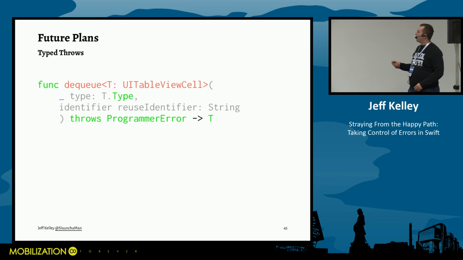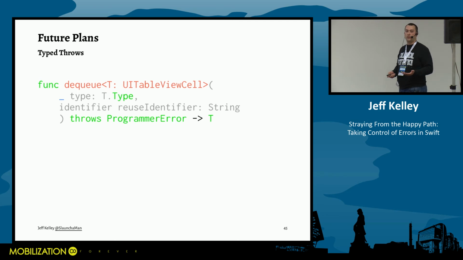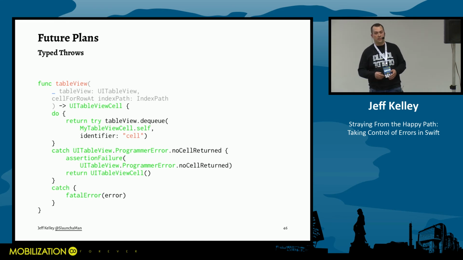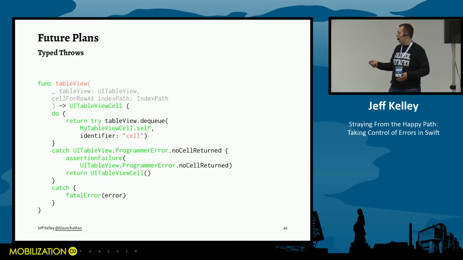But I can't write this. I can't say that it throws this type of error. All I can do is say that it throws some type of error. Which means, even if I want to use catch with a pattern and say, hey, if I get this specific error, do this thing, I still have to have this line down here. Because I can't know ahead of time that this is actually going to return just that error. So I have to handle all possibilities.